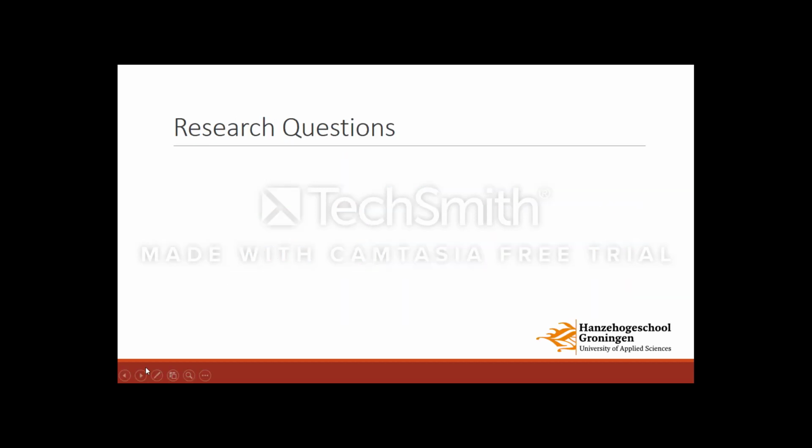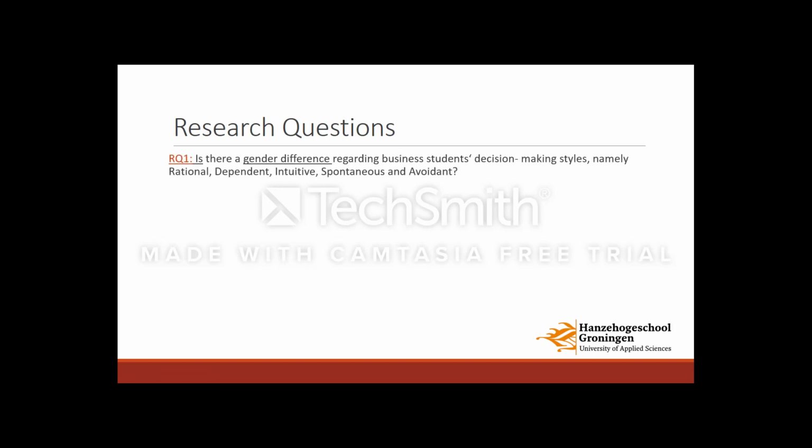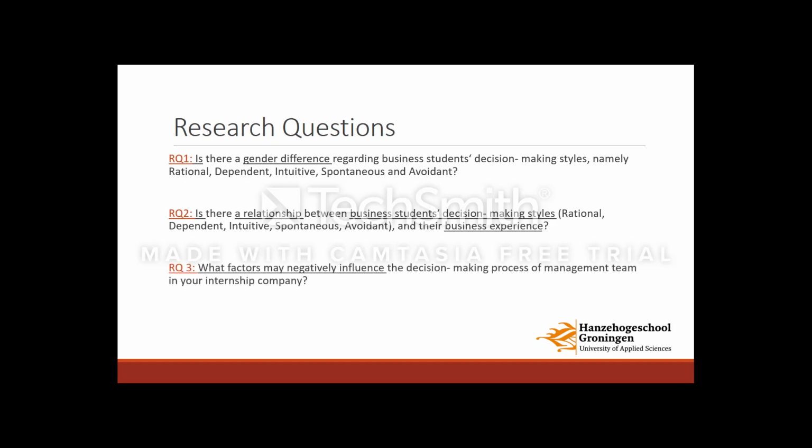Let's first have a look at the research questions that guide our research of today's presentation. The first question says, is there a gender difference regarding business students' decision-making styles, namely rational, dependent, intuitive, spontaneous, and avoidant? The second research question asks, is there a relationship between business students' decision-making styles and their business experience? And the third research question is asking, what factors may negatively influence the decision-making process of management team in your internship company?